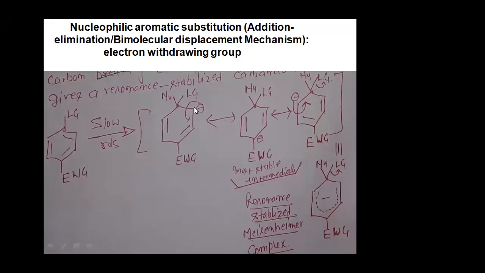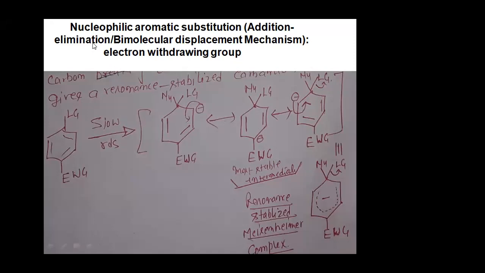Then, I have already discussed, it gives resonance structures. First the negative charge comes at this ortho position, then it comes here, and then it goes there, right? This way there are 3 resonance structures. Out of that, this is the most stable intermediate. Because if the electron withdrawing group is at the para position, then that is the most stable intermediate.